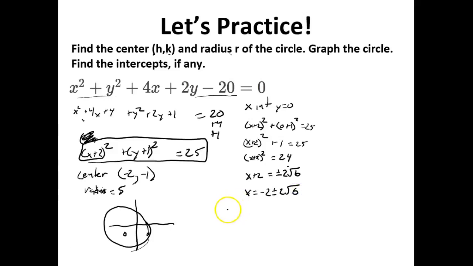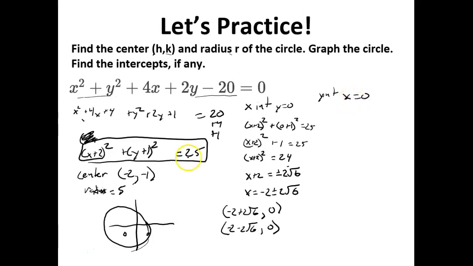Our x-intercepts then are negative 2 plus 2 square root of 6, 0, and negative 2 minus 2 square roots of 6, 0. Those are our x-intercepts. Our y-intercept is where it's neither left nor right, so x is equal to 0.